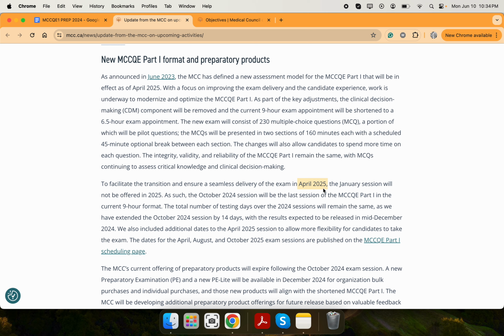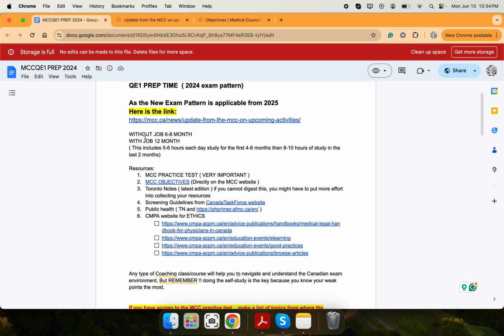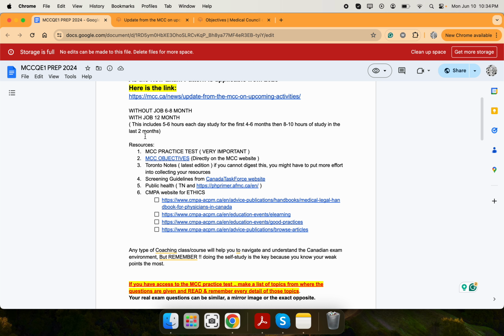So whoever is giving the exam in this duration, my resources might not be very helpful, but at some point of time, all the things which are mentioned in the MCC objectives, if they stay, then definitely these resources and links can be helpful from the exam point of view.